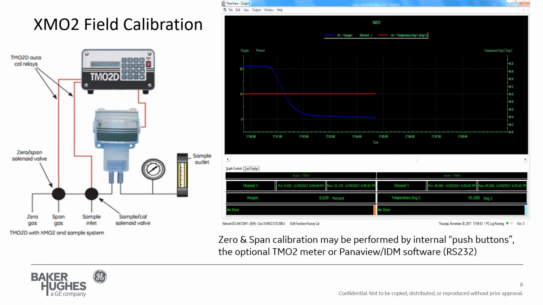And the next slide is really just showing that we can hook in our transmitter, the XMO2, to a display unit. That display unit has relays, so you can semi-automate the calibration process. You can also calibrate these by internal push buttons in the enclosure of the XMO2, or by connecting it to the digital telemetry. We do have a software package called IDM, where you get the telemetry on your computer and you can send commands back to do the zero and span calibration of the XMO2.